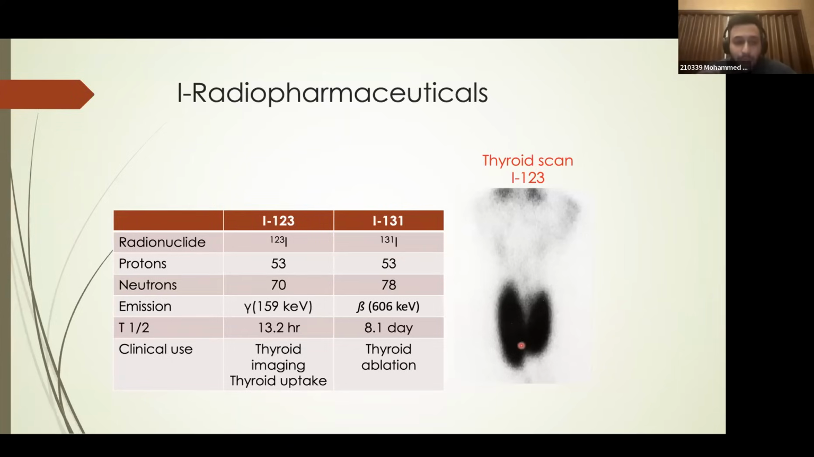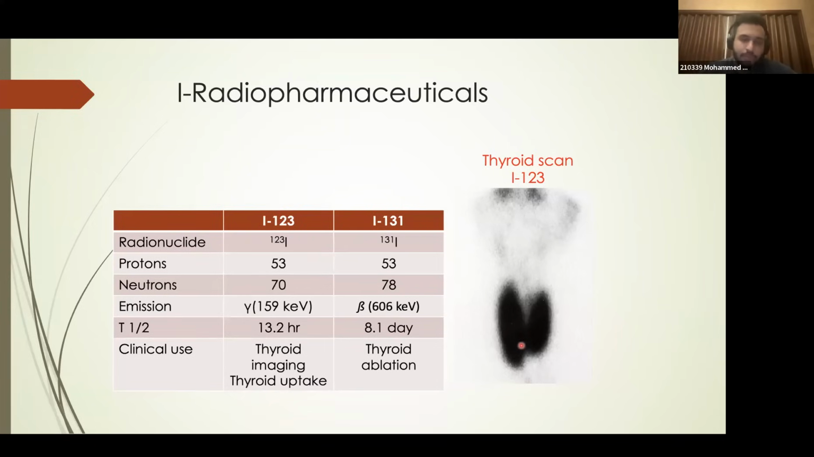But just know for imaging of the thyroid, in terms of function, in terms of thyroid uptake scan, use iodine-123. The next thing is you can actually treat thyroid diseases using iodide radiopharmaceuticals, or radio-labeled iodine. This one is different. This is iodide-131. This one is for thyroid ablation.